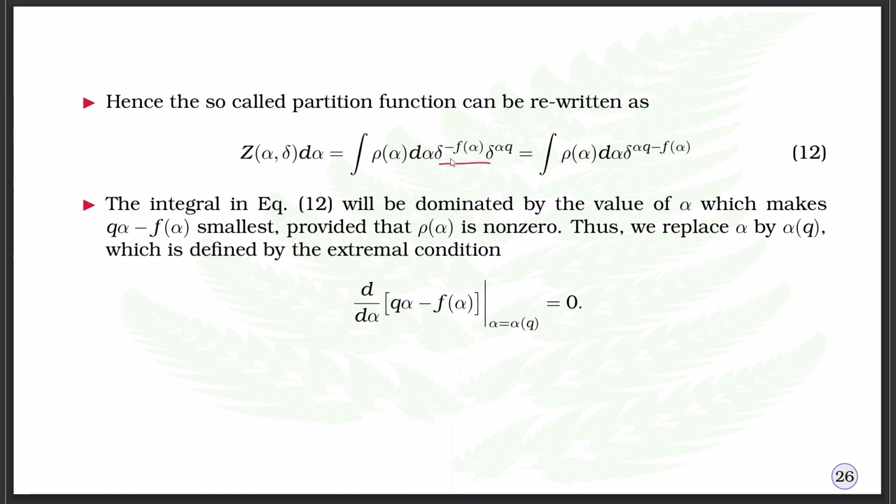You can combine both. The integral in equation 12 will be dominated by the value of α which makes qα − f(α) smallest, provided that ρ(α) is non-zero. Thus, we replace α by α_q, which is defined by the extremal condition that d/dα of (qα − f(α)) is 0.